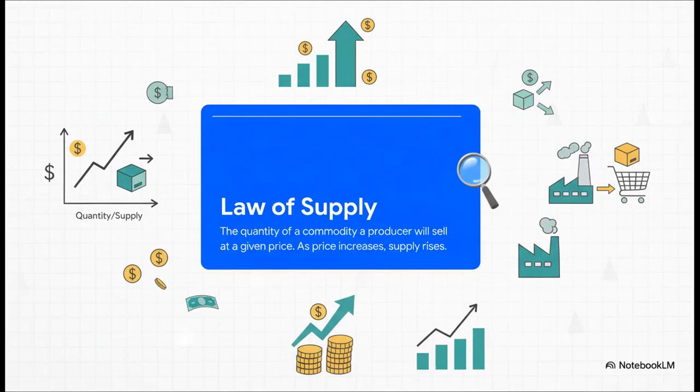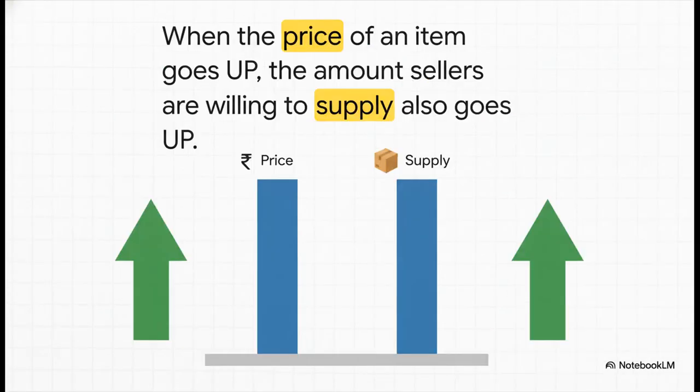All right, let's flip the coin and look at this from the seller's point of view. This is the law of supply. For a producer, it's a totally different game. If prices go up, they're thinking, great, I can make more profit. So they are way more willing to sell and produce more. And just like with demand, elasticity also measures how responsive their supply is to that price change. So the crucial point to remember here is that this relationship is direct. Price goes up, supply goes up. They move together in the same direction, totally opposite to how demand works.